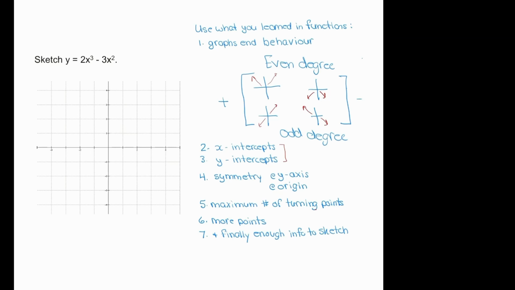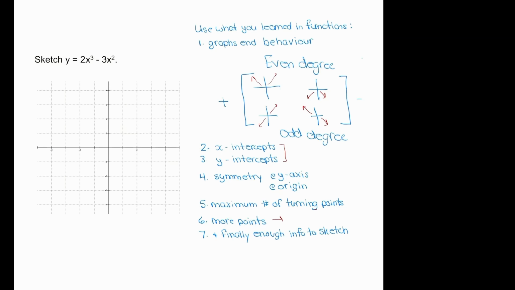We need to know about the symmetry, what translations are happening, or what's happening as it crosses the y-axis and the origin. We need to know the maximum number of turning points, and again we're going to use the degree to be able to figure that out. We want a few more points. We're just going to plug some values around the point we're looking at into the equation, and then finally that should give us enough information to sketch.